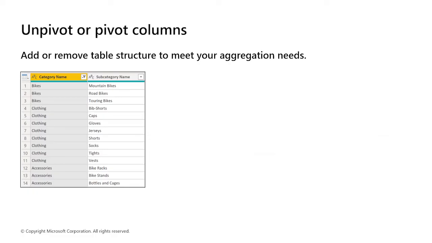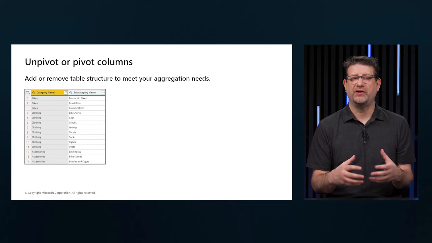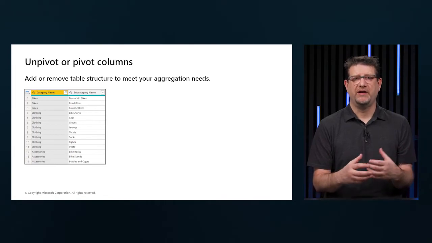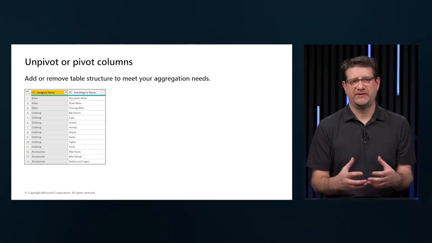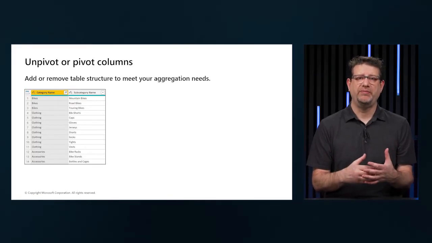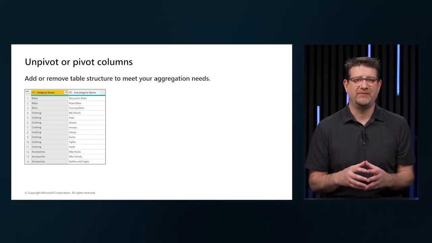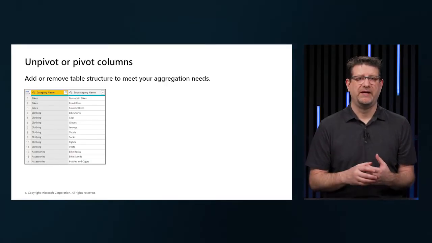Unpivoting is a useful feature in Power BI. We use this feature with data from any data source, but often from Excel. Unpivoting streamlines the process of creating DAX measures in the data later on. For example, if we unpivot the table shown here, we are taking all the distinct rows in a category name and turning them into columns.